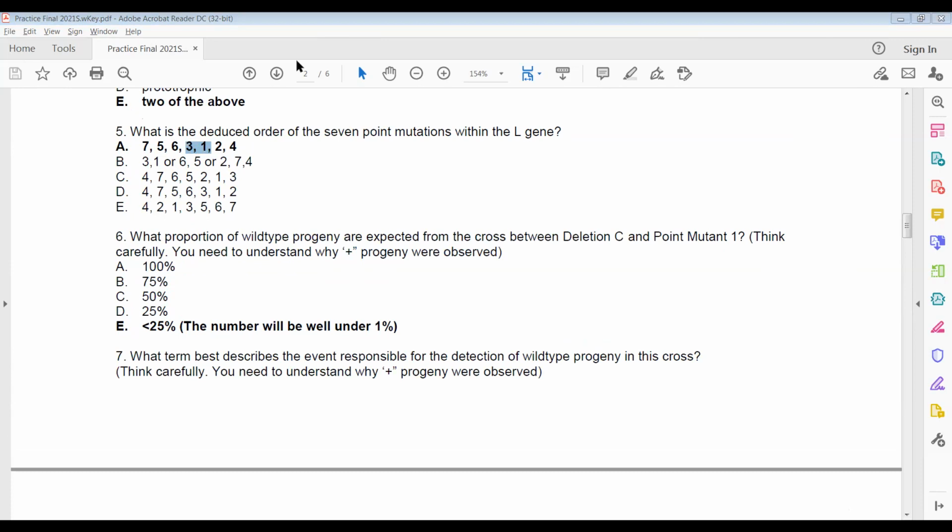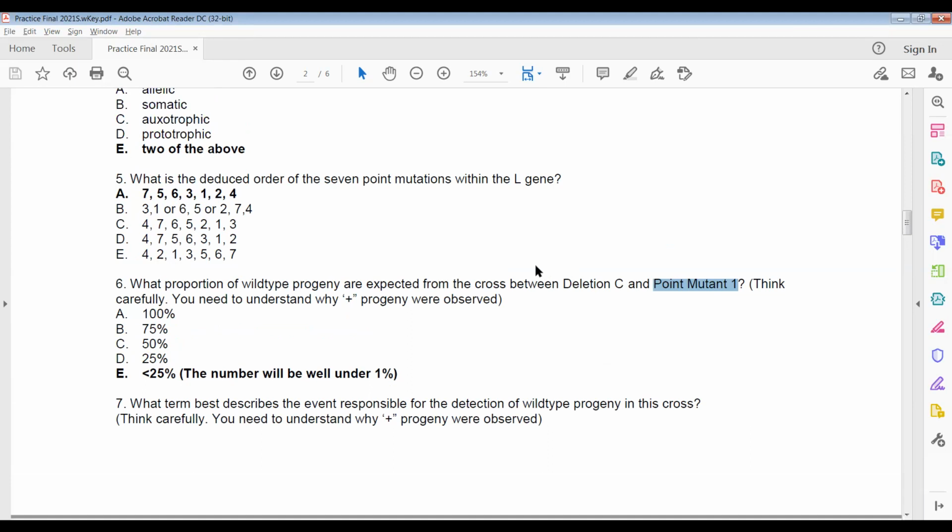Yes, exactly. So this is the point. So the cross, very good. So this question: if we cross the deletion C mutant with a point mutant 1, for the majority of the progeny from this cross, they will still be auxotrophic, because most of them, if there's no crossover, either have the deletion of this region or they have a point mutation at this locus. However, there's a very small chance, usually less than 1%.